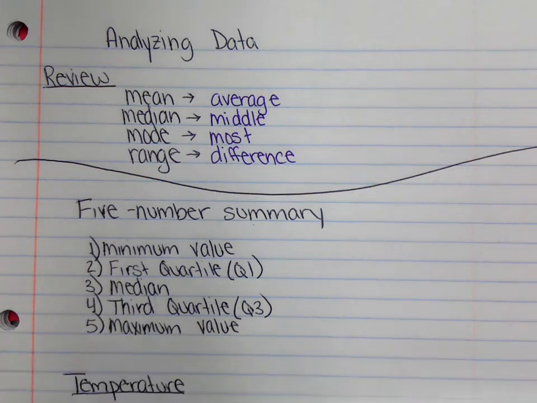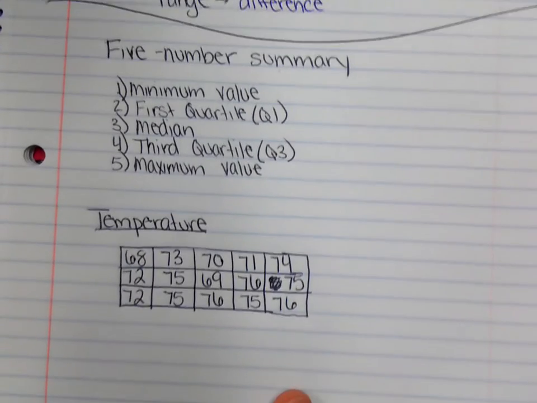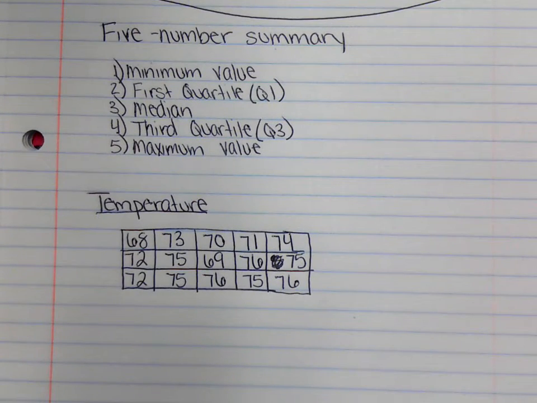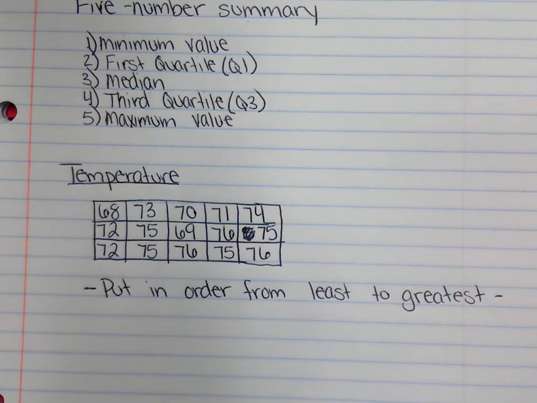So what I'm going to have you do is pause your video and write down this table. We're going to say this is the high temperatures for some city over a 15-day period. They calculated how hot it got, and they recorded it. So go ahead and write this down. All right, the first thing I'm going to have you do is put this data in order from least to greatest. Ready, set.